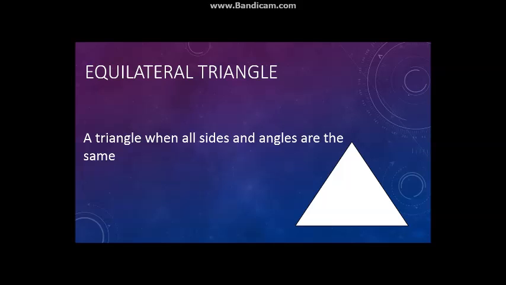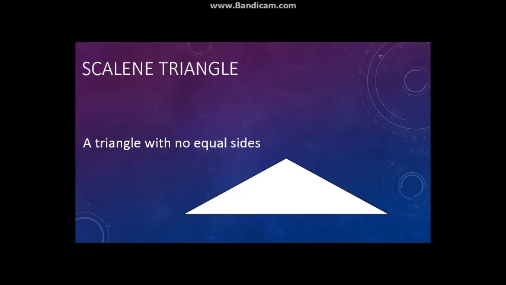An equilateral triangle is when all sides and angles are the same. What a triangle needs is that all of these angles add up to a specific number. I think it's 180. Yeah, it is. A triangle with no equal sides is a scalene triangle. So these ones are all different.